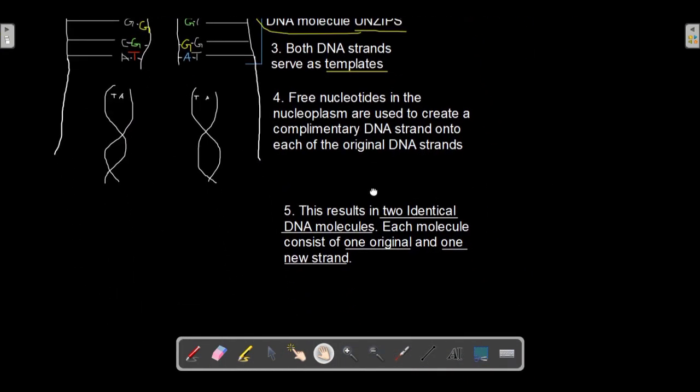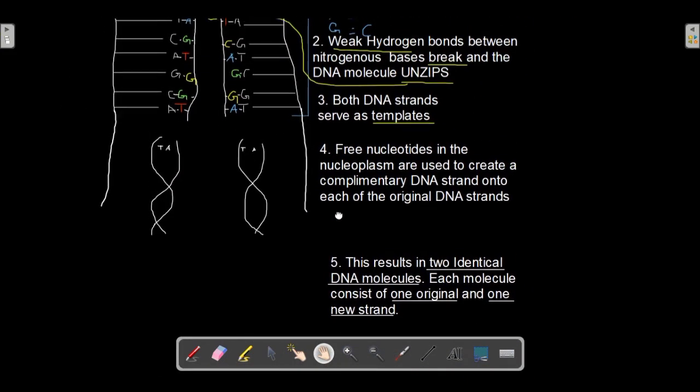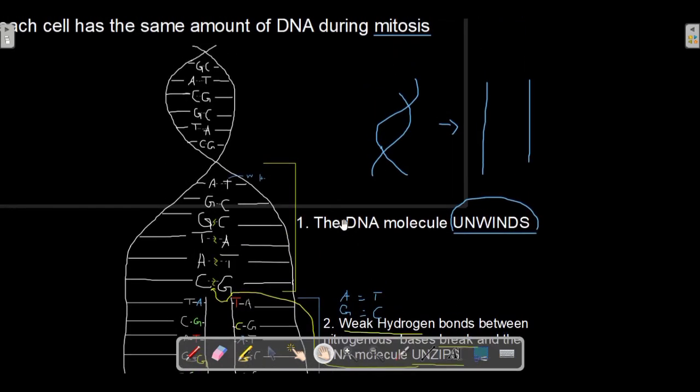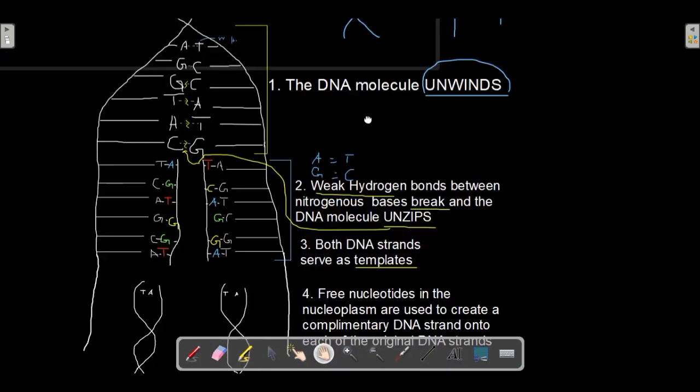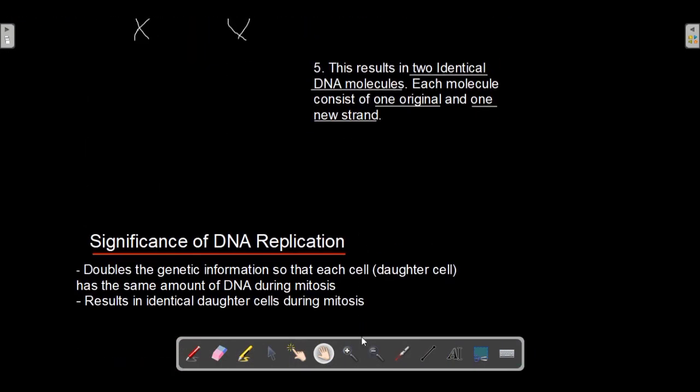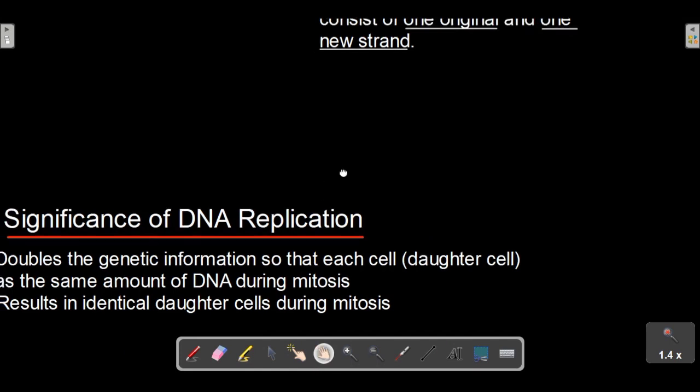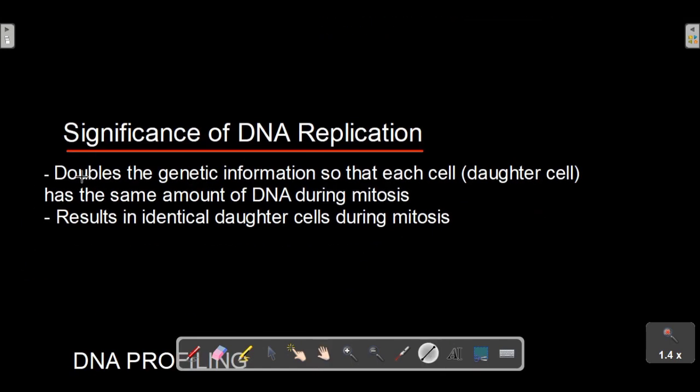Okay, you have to picture it. When you picture it, then you understand it. Okay, and so this is quite important. DNA replication, and the significance. Its significance is that it doubles the genetic information so that each cell, which is the daughter cell, has the same amount of DNA during mitosis. Okay, so this means that it results in identical daughter cells during mitosis.